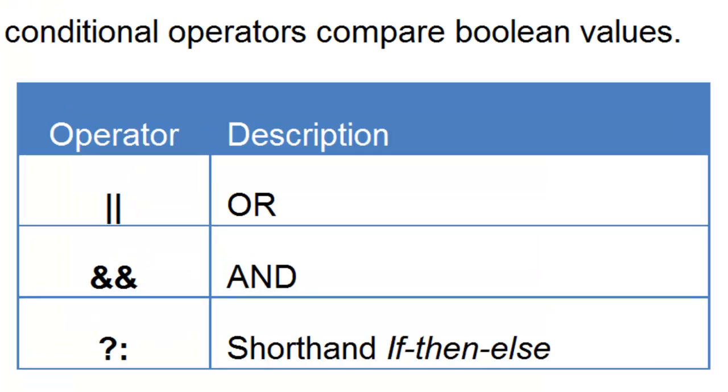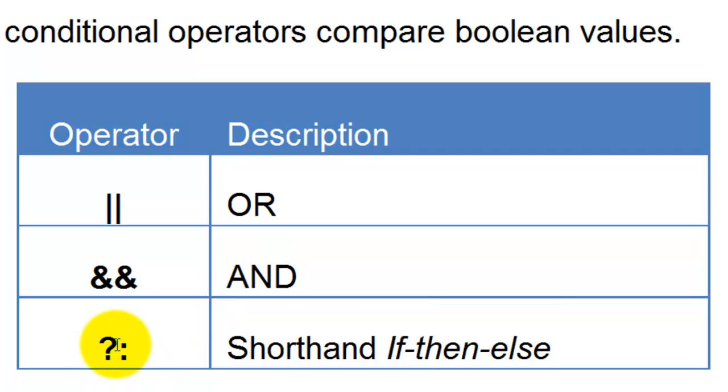Okay, let's discuss the conditional operators in Java. They compare Boolean values. Boolean values are true and false. Let's look at the symbols. Two pipe symbols, two vertical lines on your keyboard next to each other, are used for comparing OR. The two ampersand symbol is used for comparing AND.